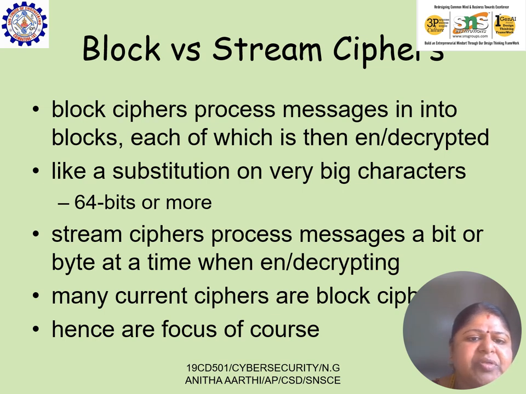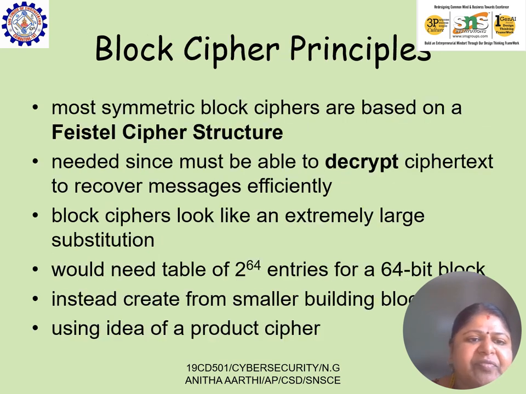The block cipher processes messages in blocks, each of which is then encrypted or decrypted, like a substitution on very big characters, like 64 bits or more. Stream cipher processes the messages a bit or byte at a time when encrypting or decrypting. Many current ciphers are block ciphers, hence we can focus on the block cipher techniques. So the block cipher has the following principles.